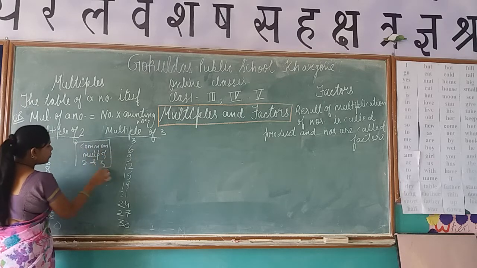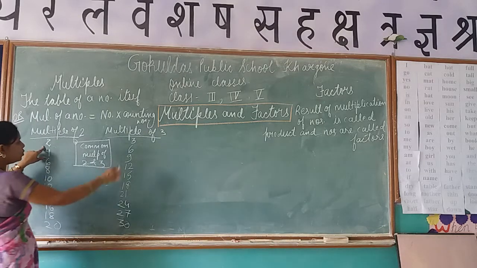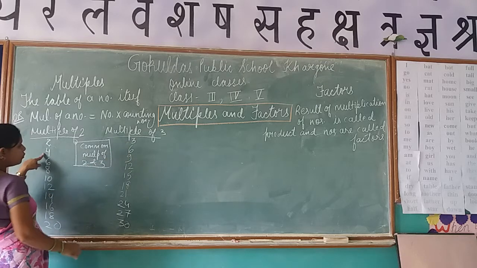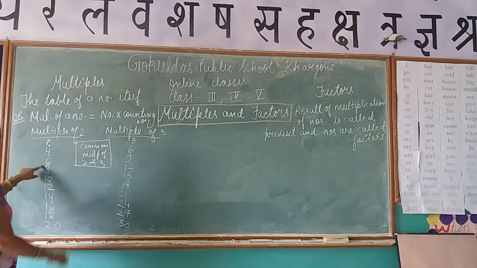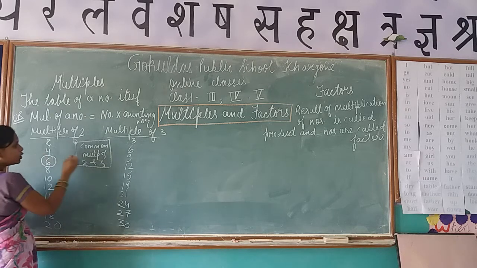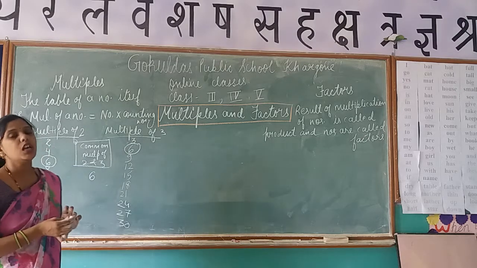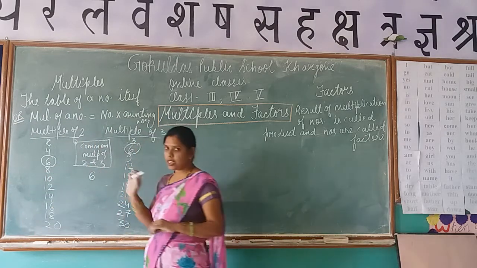So what is the common multiple between 2 and 3? Let's compare. Is 2 there? No. Is 3 there? No. 4 is in the table of 2 but not in the table of 3. 6 is in the table of 2 also. 6 is in the table of 3 also. The common number between the multiples of 2 and 3 is 6.